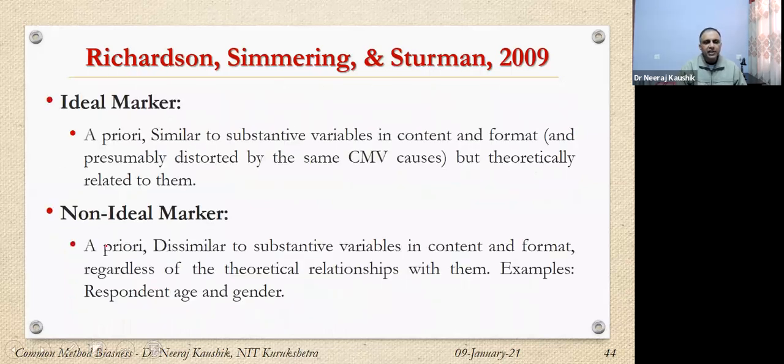And then they defined the non-ideal variable, for example respondent age and respondent gender. They are okay. They are a priori also, but they are not similar to a substantive variable in appearance, etc. Again, how can biasness affect your gender? If you are in a very terrible mood, you will still be a boy or still be a girl. You won't change your gender when you are angry, and not your age either. I don't say they are really important, but an ideal marker is a good one.